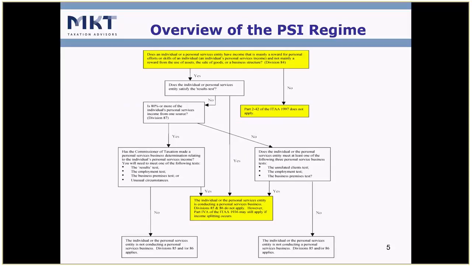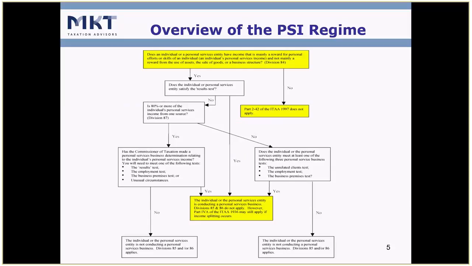And that seems to be the main explanation from the tax office as to how the PSI rules apply. You'll see the top box is the question: does an individual or an entity, we're dealing with entities, have income that is mainly a reward for personal efforts or skills of an individual and not mainly a reward from the use of assets, the sale of goods, or a business structure? So the first question to look at is classify the income. And that's the 4 types of income. Is it mainly a reward for personal efforts or skills of an individual? That's PSI. Is it mainly a reward from the use of assets, the sale of goods, or income from a business structure? That's where we're going to spend a fair bit of time, because that's the most important question.